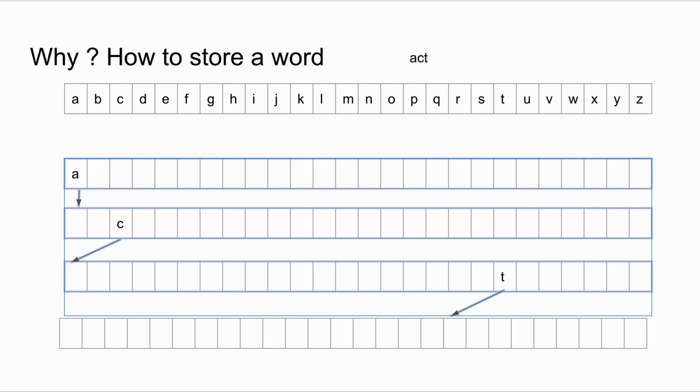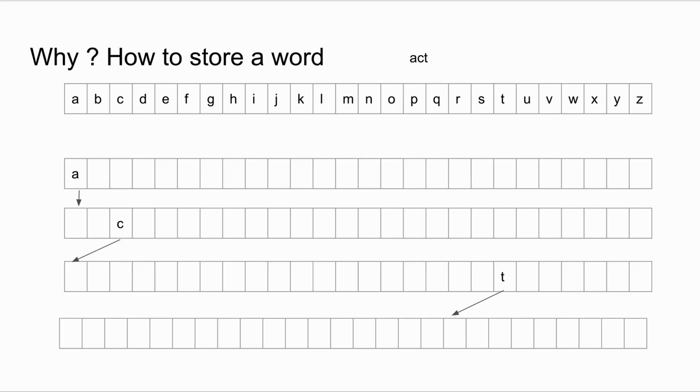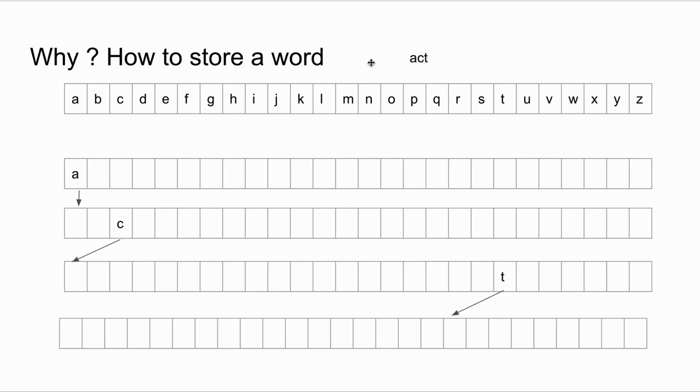But if you look here, why do we even need a trie, right? Because we are just storing the word act. We could have just stored it in a string, or we could have even used a hash set to store the word act. But why are we even using this data structure? Now let's get into that.